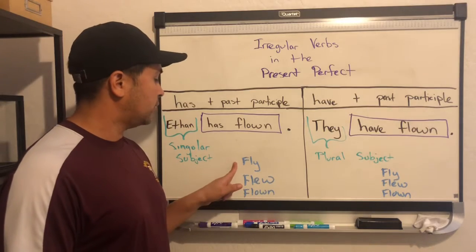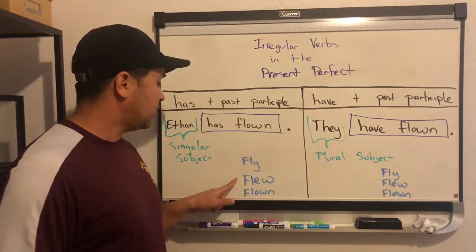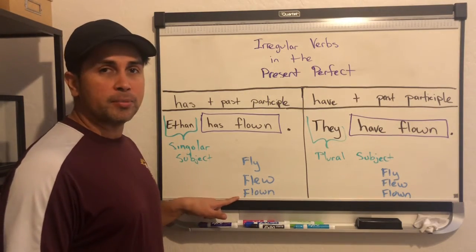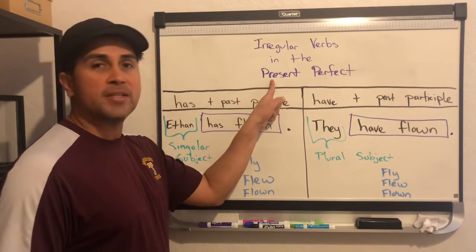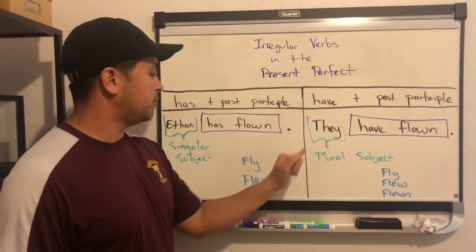Okay, so this is our simple present fly. This is our past tense, and then this is called the past participle. And this is the one we have to focus on when we want to write the present perfect. Okay, so I've given you 2 examples here.